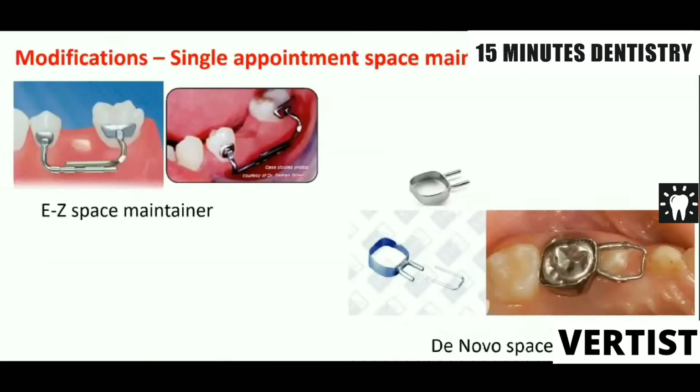Other modifications of single appointment space maintainers are the de novo space maintainer, where prefabricated bands are available in this form, and to which only a loop is to be attached, and this procedure can be done in a single appointment. Another example is an EZ space maintainer. Now these 2 types of space maintainers are placed in a single appointment and are quite convenient to the dentist as well as the patient.